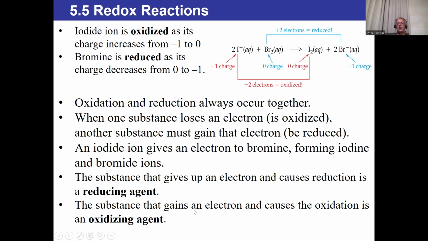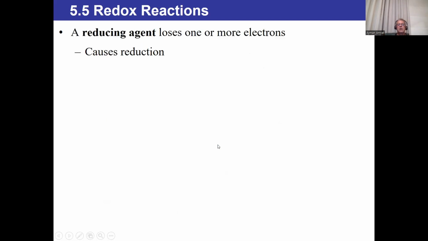The substance that gains electrons, bromine, gains electrons to convert to Br minus. Gaining electrons means causing oxidation of I minus. It is the oxidizing agent. So the oxidized element or oxidized substance is the reducing agent, and the reduced substance is the oxidizing agent. And this is the classification.